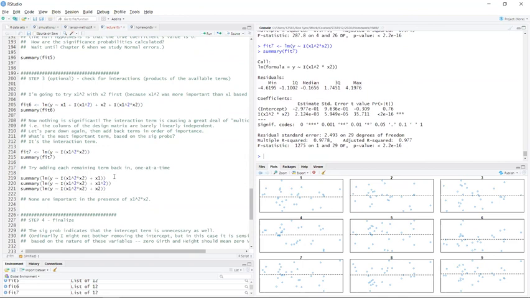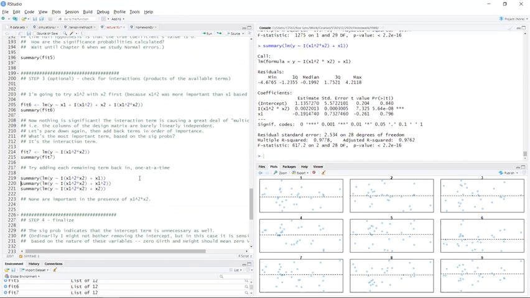Now, what if I add back in x1? I'm not even going to define a fit. I'm just going to go ahead and call the summary of the LM object. What if I add in x1 to that? Does that help? No. According to the significance probability, x1 isn't important once you've already taken x1 squared x2 into account. What about x1 squared?